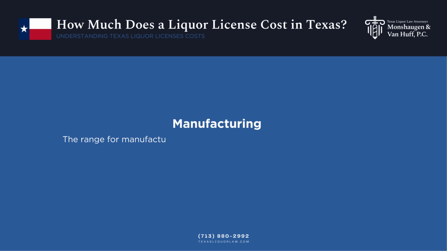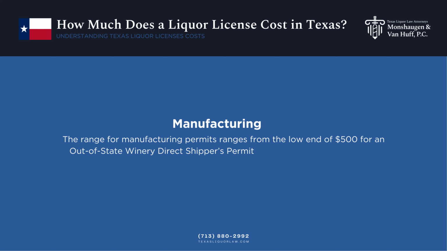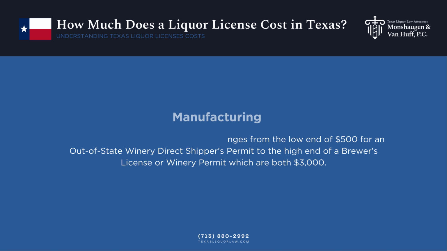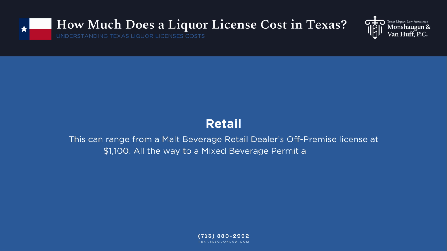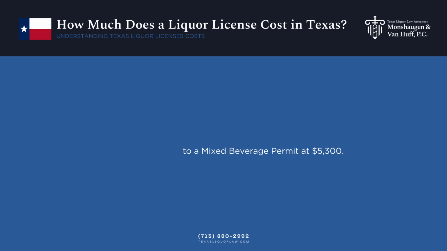Manufacturing. The range for manufacturing permits goes from the low end of $500 for an out-of-state winery direct shipper's permit to the high end of a brewer's license or winery permit, which are both $3,000. Retail. This can range from a malt beverage retail dealer's off-premise license at $1,100, all the way to a mixed beverage permit at $5,300.